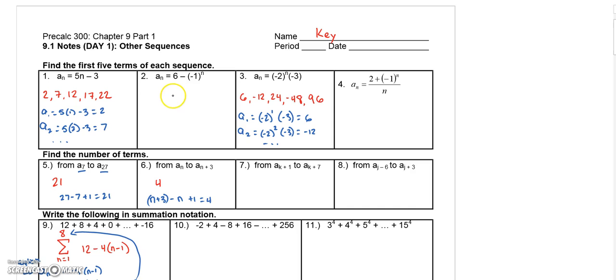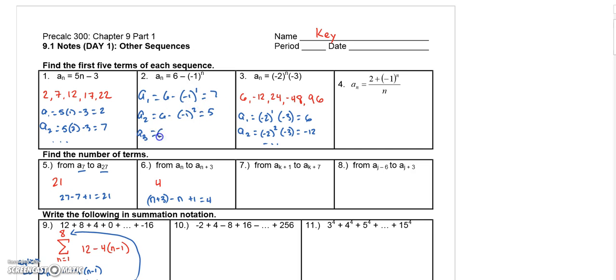So find the first 5 terms. First thing I'm going to do, since it's explicit, remember that's the elevator. I plug in 1 for the first term, 3 for the third term, 10 for the 10th term. So I just do this 5 times, right? I do A1 equals 6 minus -1 to the first, 6 minus -1 gets me 7, okay? A2, I do 6 minus -1 to the second. -1 to the second is +1, 6 minus 1 is 5.